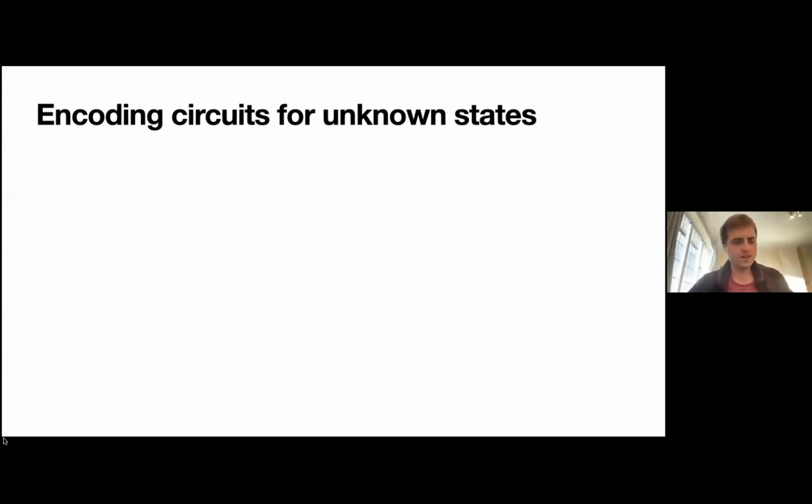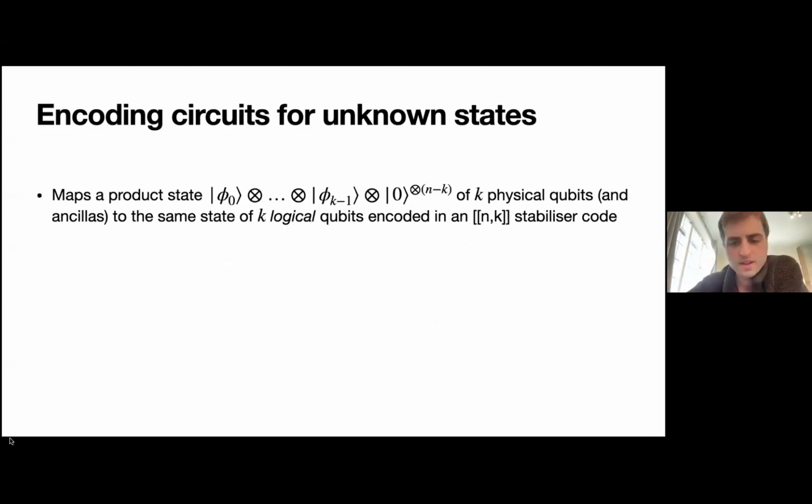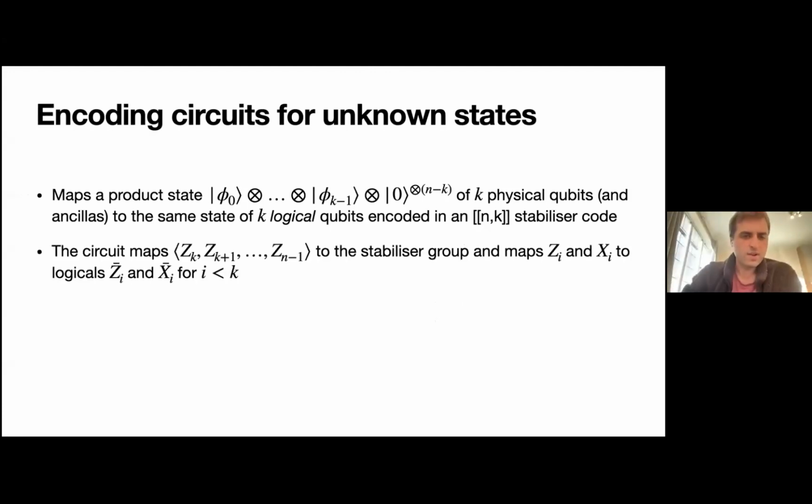And so the problem we're looking at here is encoding circuits for unknown states in the surface codes. What do I mean by encoding unknown states? This is a circuit mapping a product state of k physical qubits and oscillators to the same state of k logical qubits encoded in an [[n,k]] stabilizer code. The circuit should map the group Z_k to Z_{n-1} to the stabilizer group, and then map the single qubit logical operators to the logicals of the code.